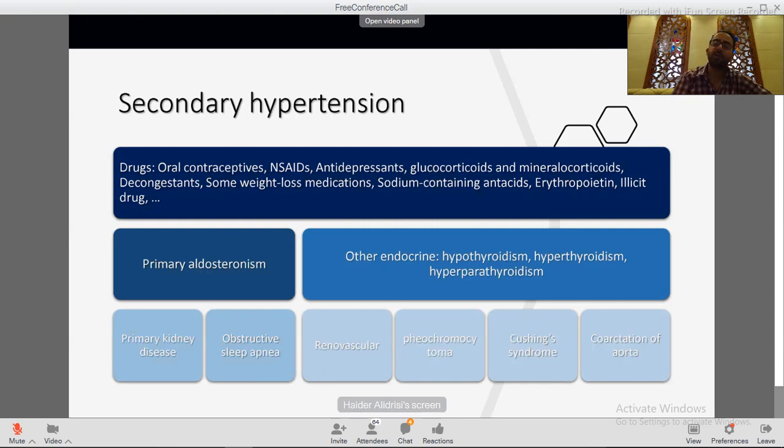Cushing syndrome, when there is hypercortisolism. I said the use of glucocorticoids is associated with high blood pressure. In Cushing syndrome, the endogenous excess of cortisol from the adrenal gland will also result in hypertension. And finally, coarctation of the aorta causes hypertension by a mechanism similar to renovascular disease. These are the list of causes of secondary hypertension.